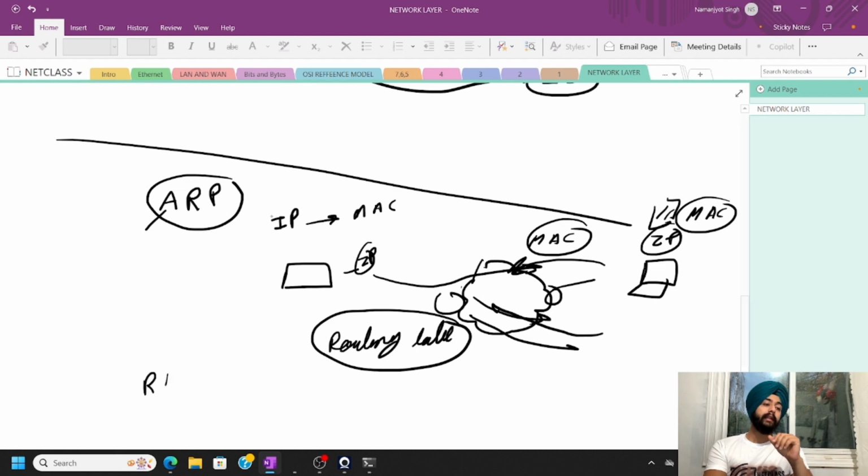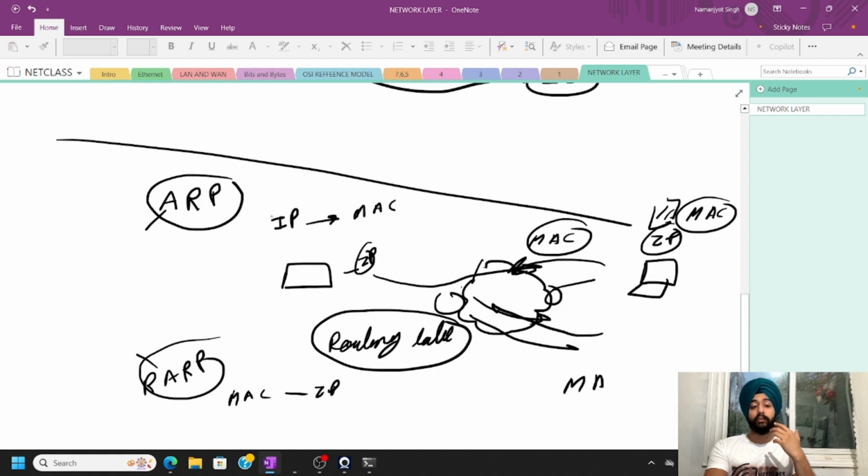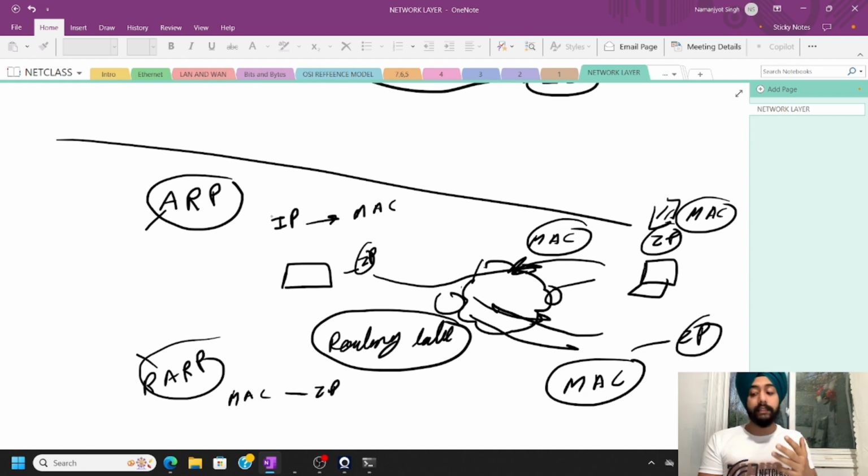Similarly, we have another protocol that is RARP. What does the R stand for? Reverse. Reverse Address Resolution Protocol. As the name suggests, it goes from the MAC address to the IP. If we have the MAC address of a node and want to know its IP address, we forward a broadcast message, and whoever has that MAC address will reply back with the IP address that we need.